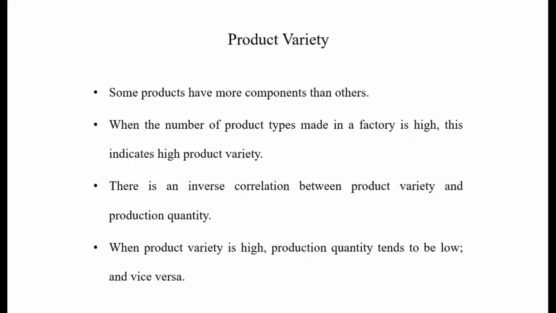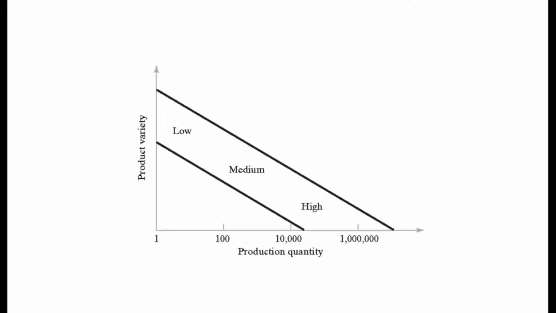And there is an inverse correlation between the product variety and the production quantity. It means if the product variety of a factory is high, then definitely the production quantity of that factory, meaning the number of units, parts, or products manufactured per year, tends to be low, and vice versa. Here we have represented graphically the relationship between the product variety and the production quantity. If the product variety of a company is too low, then definitely the production quantity of that factory will be very high.